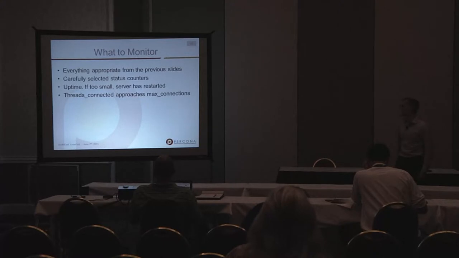Okay, so what exactly do you want to monitor? Well, the Nagios toolkit has some basic stuff. It's going to check for threads running and alert when it gets above 20 as a warning and above 40 as critical. That may or may not be important to you.